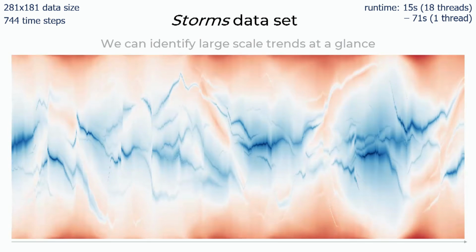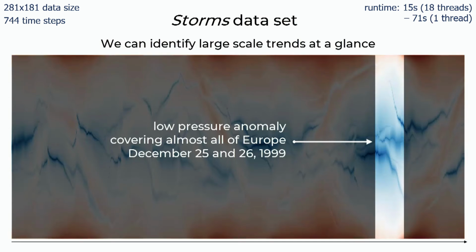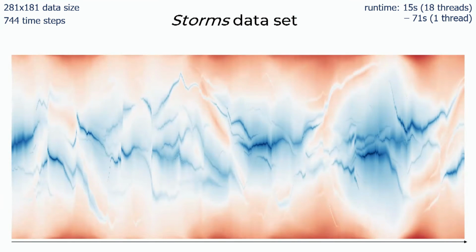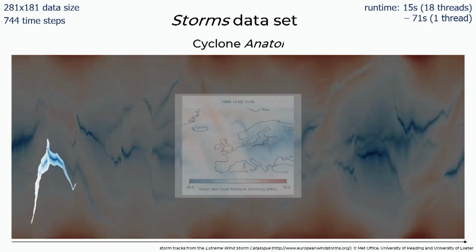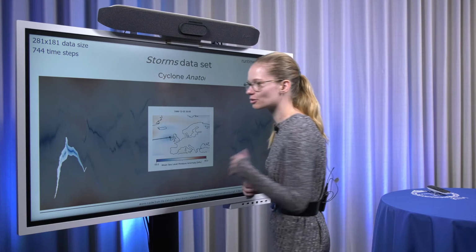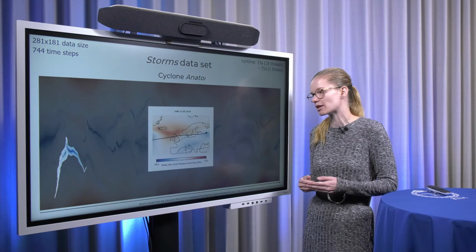As noted before, we can now use our visualization to identify large-scale trends like this low-pressure anomaly in the end of December. And we can look at individual features. For example, the storm Anatole that we have here in the beginning of September, and compare it to some of the other important storms in that month.